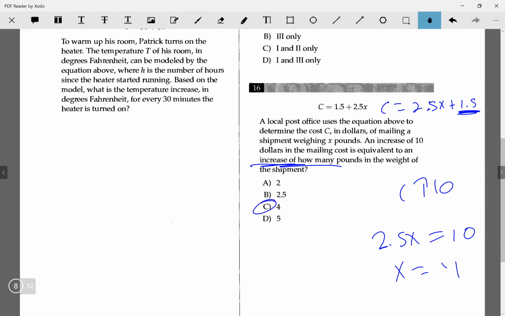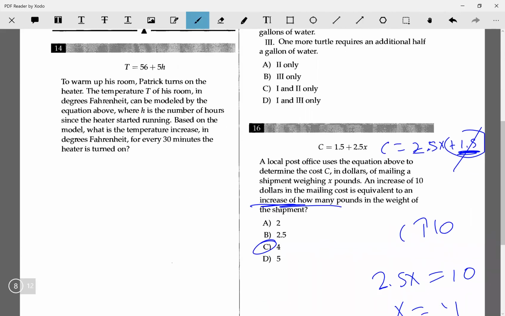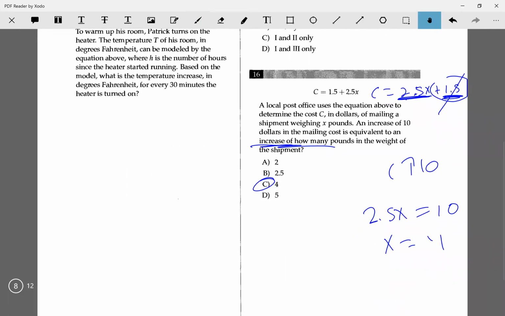The reason 2.5x equals 10 is that, like I said, the initial value does not matter because I'm saying it's an increase of 10. The only thing that matters is the slope. If the cost goes up by 10, then the x value has to go up by a certain amount, and we don't know how much. We have to divide the cost increase by the slope to get how much x would have to go up. In this case, x has to go up by 4, as I see the answer there.